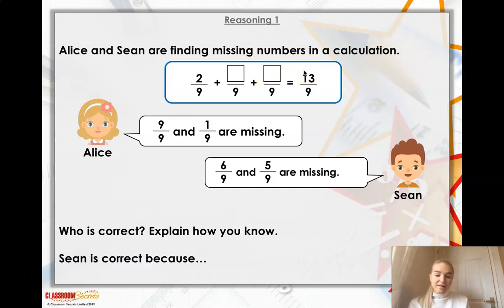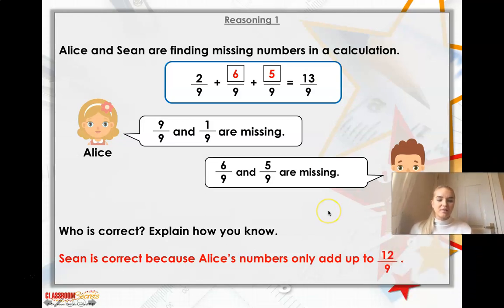Sean was correct, but because it's a reasoning question, we need to explain how we know. So Sean is correct because, why is he correct? Well, we know that 6 ninths add 5 ninths add 2 ninths is 13 ninths, because his ninths add up to 13, which is our missing number. Alice's numbers only add up to 12, sorry.